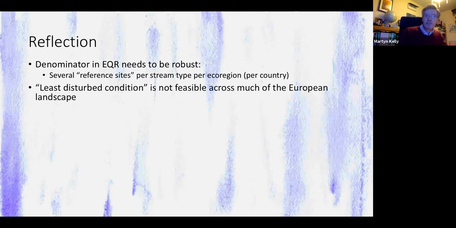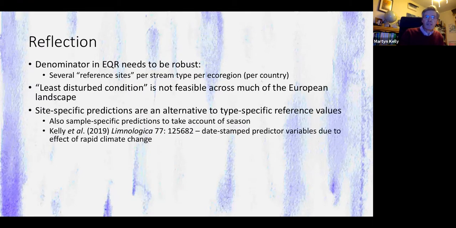Following on from that, the least disturbed condition isn't feasible across much of the European landscape. So what I've told you about the situation in the UK applies to a lot of Central Europe. Some countries are in a much worse position than the UK here. But I think the UK has demonstrated for several organism groups, not just the periphyton, that site-specific predictions are a viable alternative to type-specific reference values.